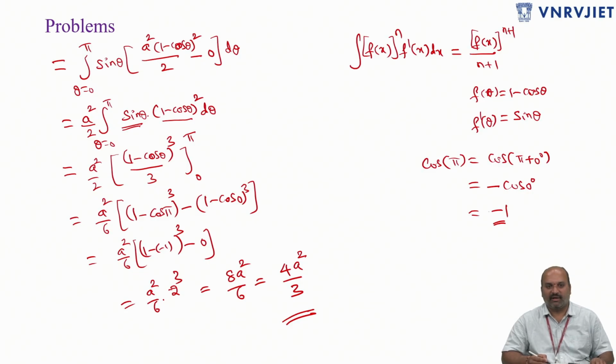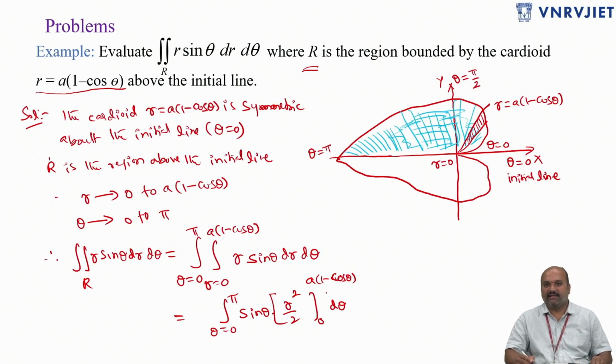Okay, I hope you understand. This is the standard figure of a cardioid that you need to remember: r equals a into 1 minus cos theta. Since it asks to evaluate the integral above the initial line, this is the region of integration. Consider a strip and identify the limits.